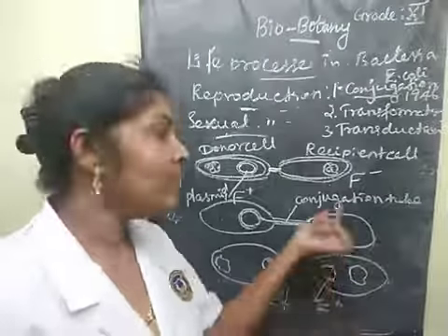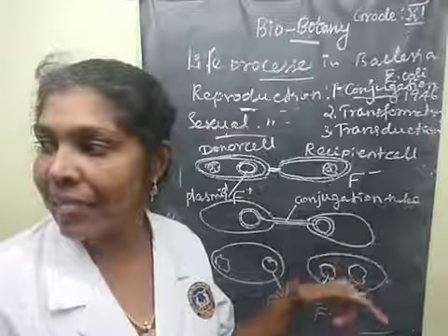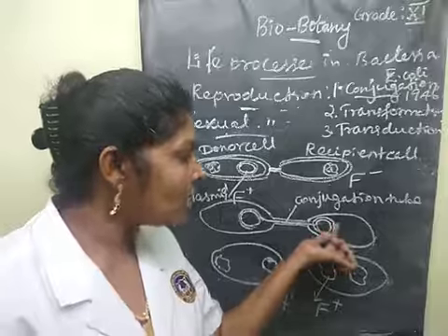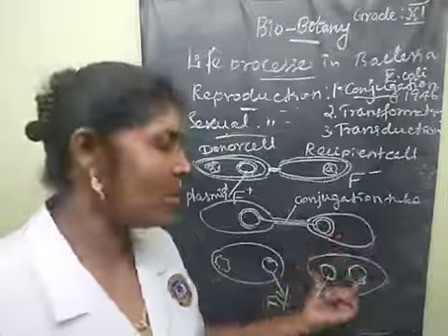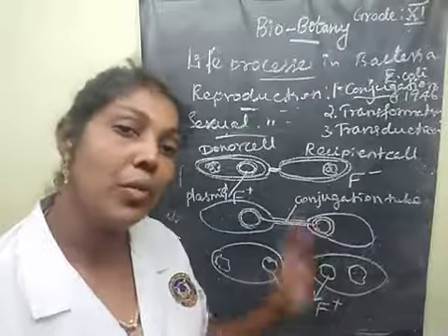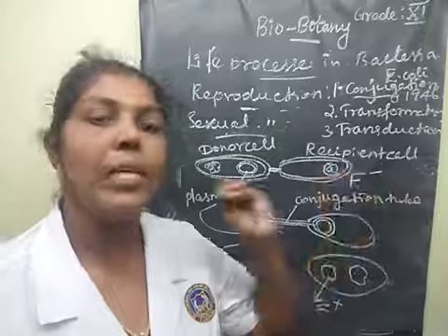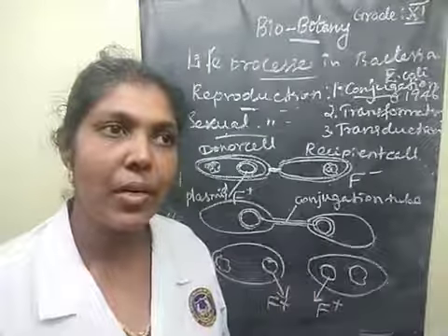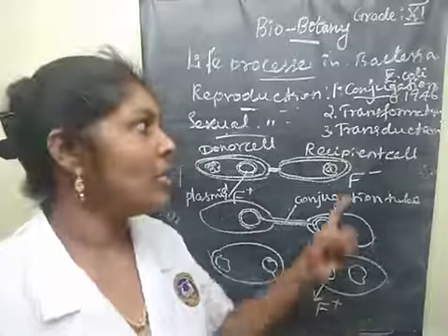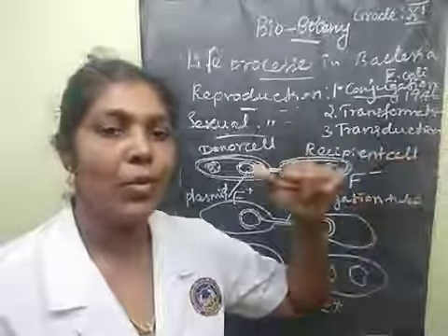Understood? The recipient cell gets that one strand from the donor. After that, the recipient cell makes another strand also. Clear, children? This is the way that finally both bacterial cells have the fertility factor, the F plus factor. Understood? Say yes or no? Yes, very good. The remaining two types of sexual reproduction we are going to see in the next class.